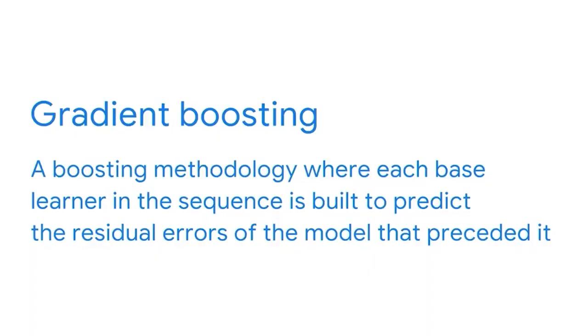Previously, you learned that boosting is an ensembling technique that builds models sequentially, with each model in the sequence focusing on the mistakes of the previous one. And you discovered that AdaBoost works by assigning greater weight in each model to the incorrect predictions of the model that preceded it. Now we're going to explore gradient boosting. Gradient boosting is different from adaptive boosting because instead of assigning weights to incorrect predictions, each base learner in the sequence is built to predict the residual errors of the model that preceded it.